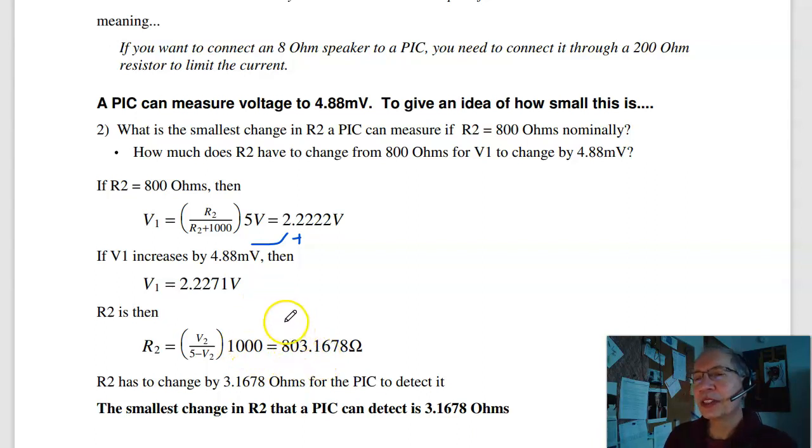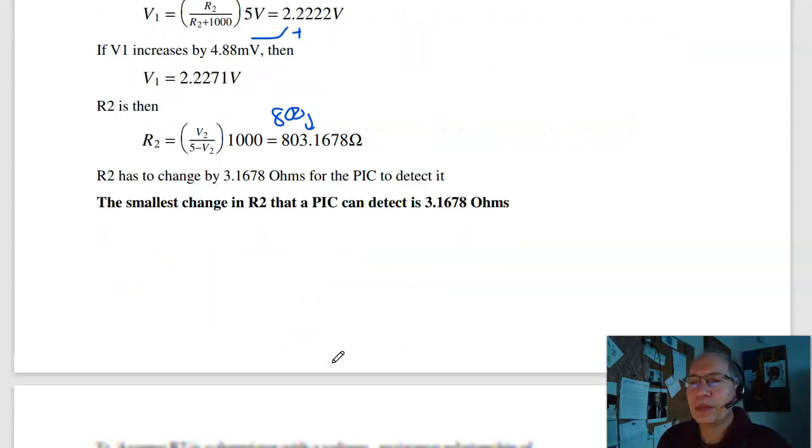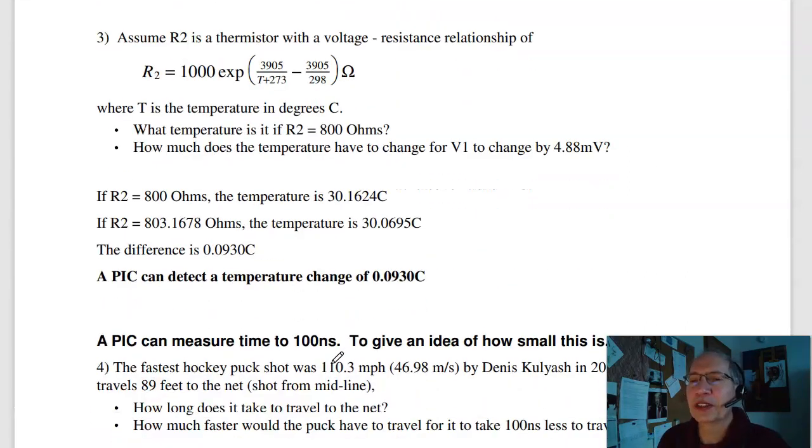The difference is the resolution. So it went from 800 to 803. R2 has to change by 3.16 ohms for the PIC to detect it. Or in other words, I can measure 800 ohms with a resolution of 3 ohms. That's what 4.88 millivolts means.